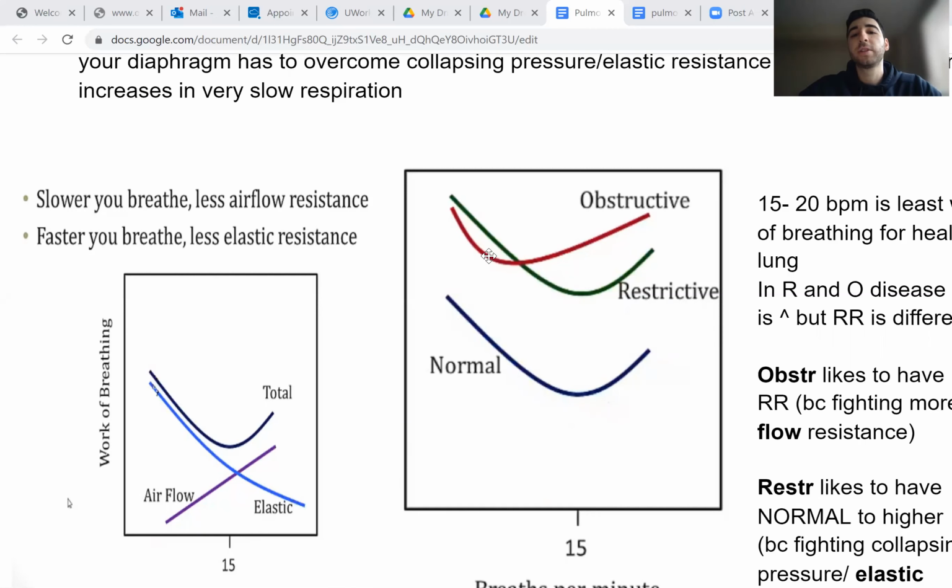And this kind of logically makes sense if you think about a patient with asthma, or a patient with COPD, and you watch them breathe, they're going to take long, deep breaths like this. And that's because they have a lot of resistance to airflow, and they want to minimize that resistance and take slower breaths. All right.